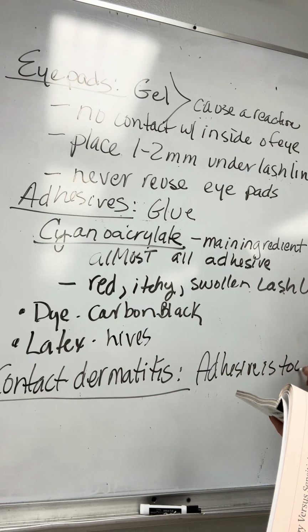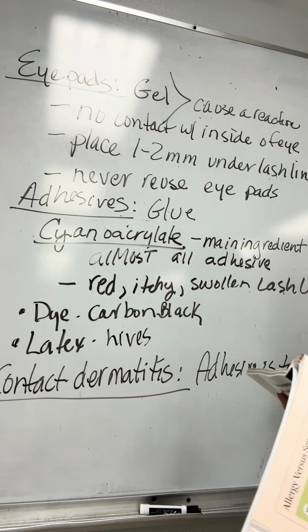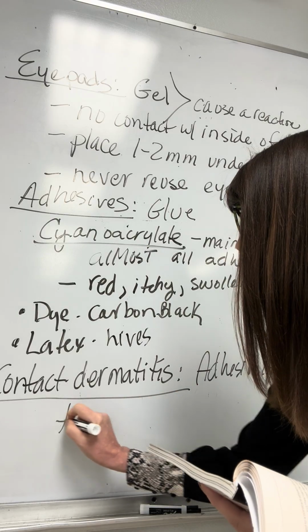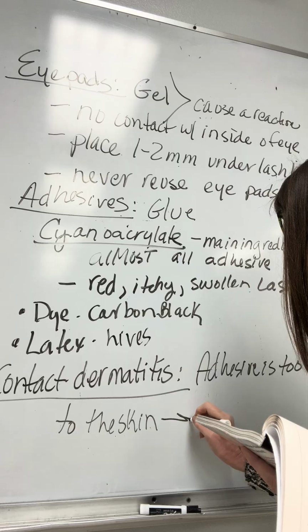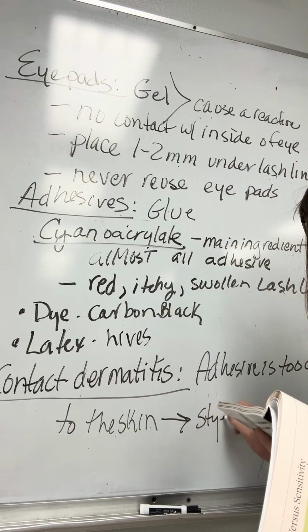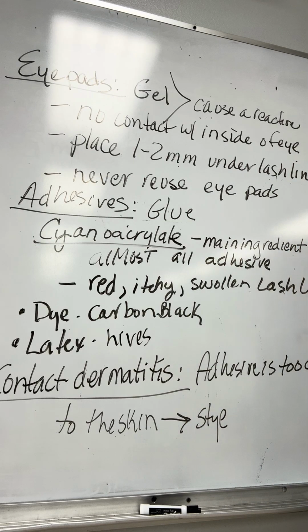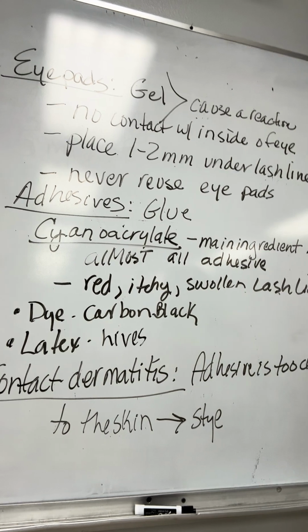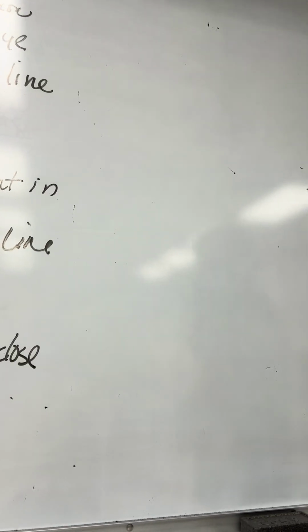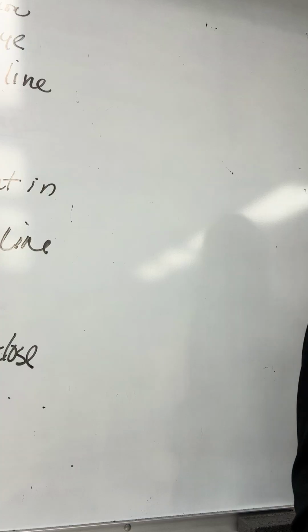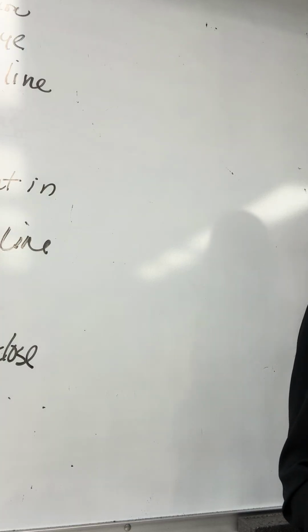So that happens if the adhesive is too close to the skin, and then you can end up with a sty. And we talked about styes, right? Then it goes into lamination and that kind of stuff, which we don't need to worry about because we're not talking about laminating lashes and brows.